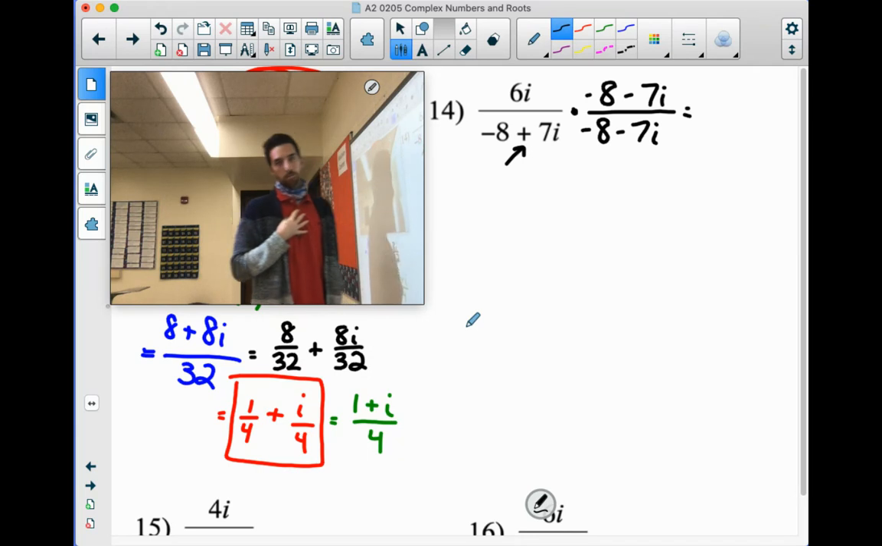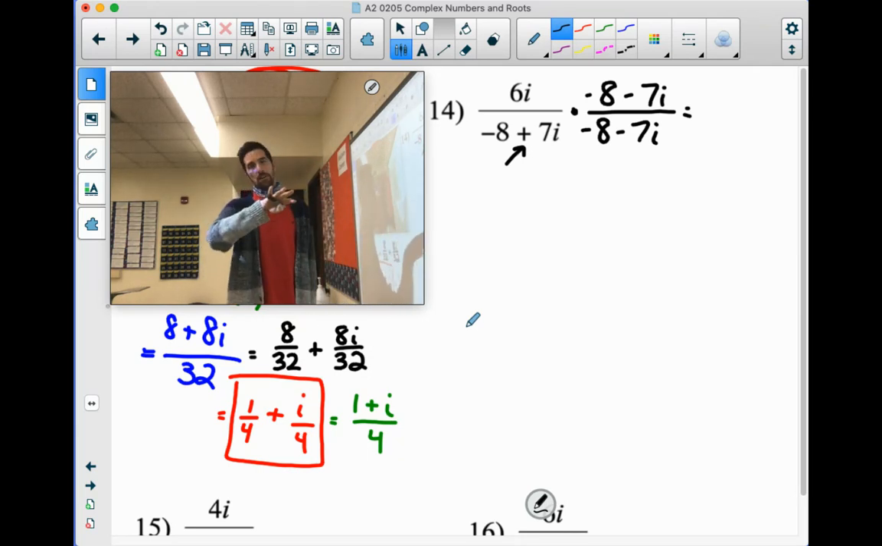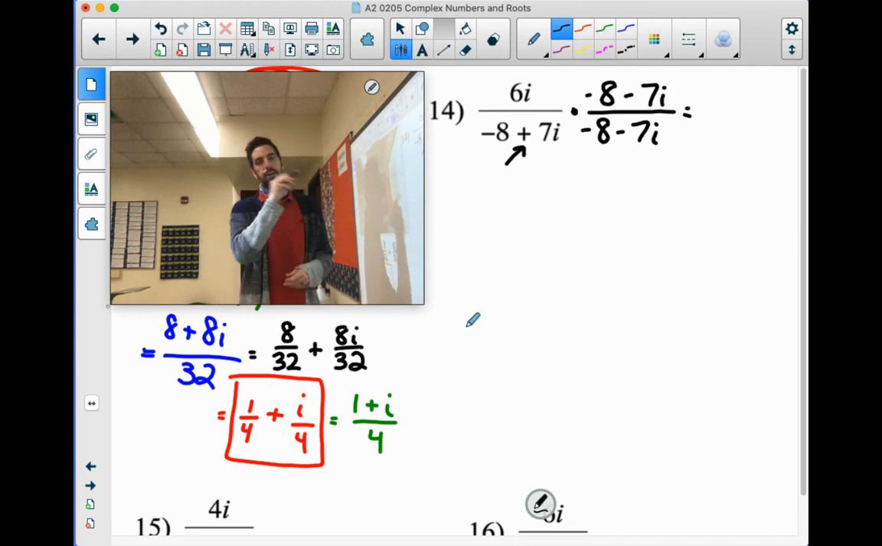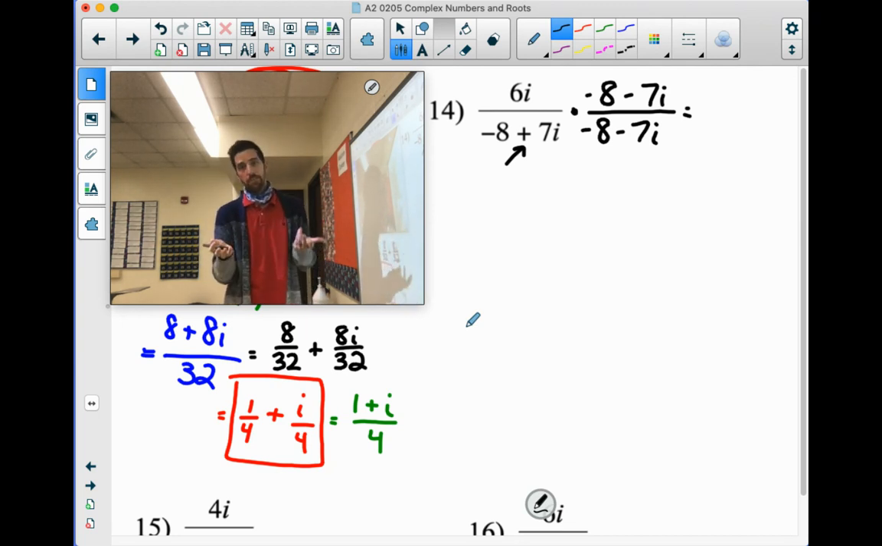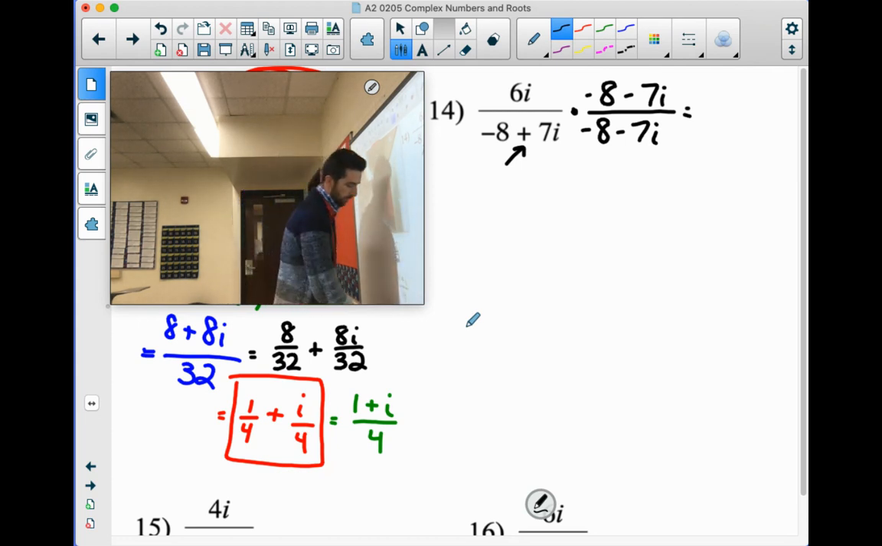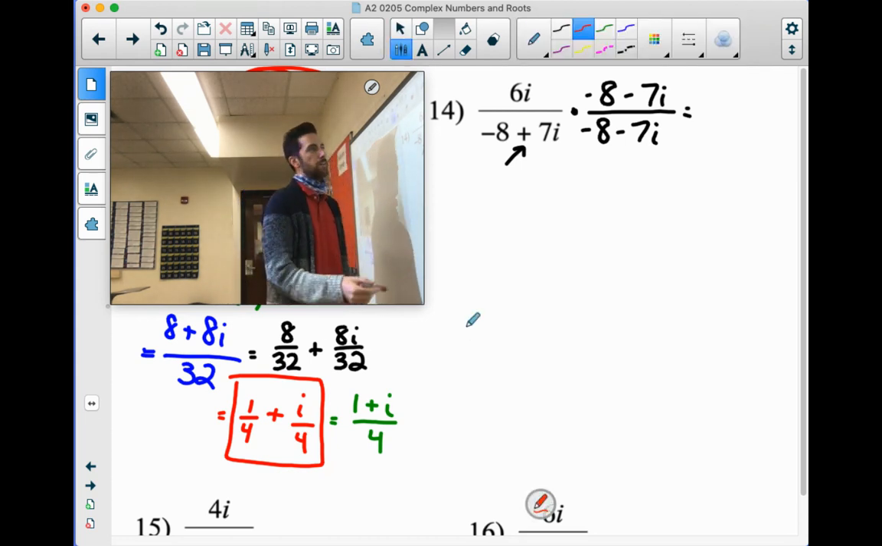So when I do these personally, I like to do all the denominator stuff first and handle that, just to make sure I don't have any imaginary numbers in the denominator, and then I worry about the numerator. But you can do it in either order there. But let's mess with the denominator for a second.